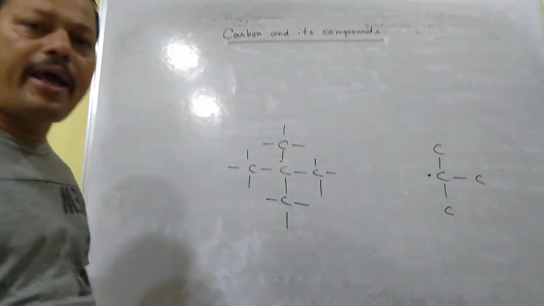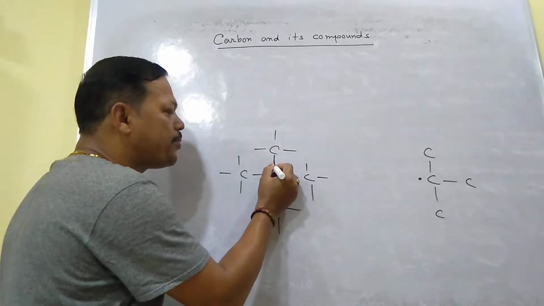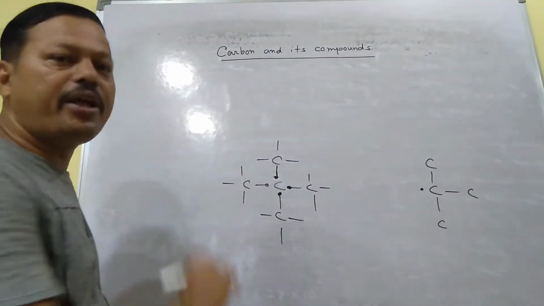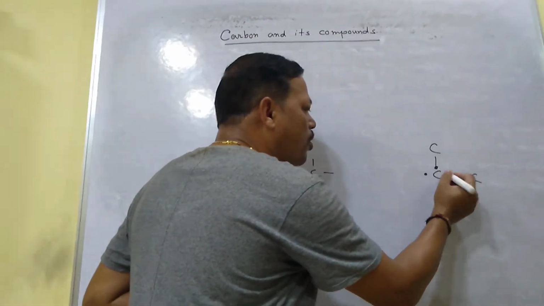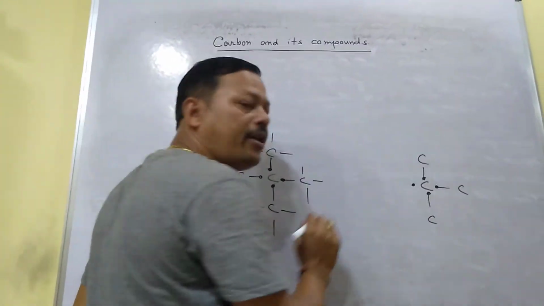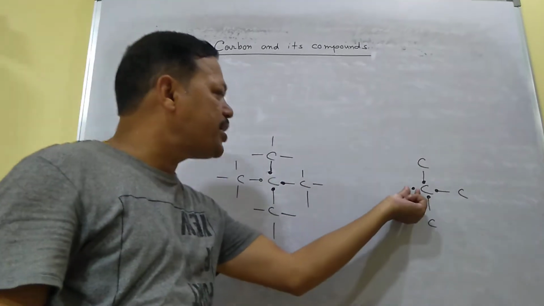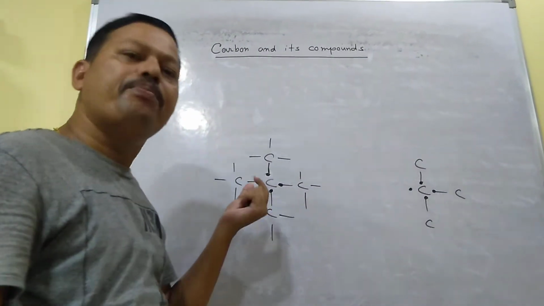Now, here as you know, the valence electron of carbon is 4. Here, if you consider this carbon, all the 4 electrons are involved in bonding. But here 3 electrons of carbon take part in bonding, but 1 electron remains free in graphite, and that is why, due to the presence of this free electron, graphite becomes a good conductor, while diamond becomes a bad conductor.